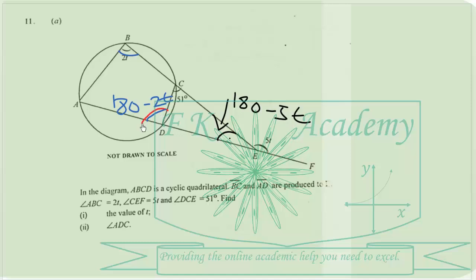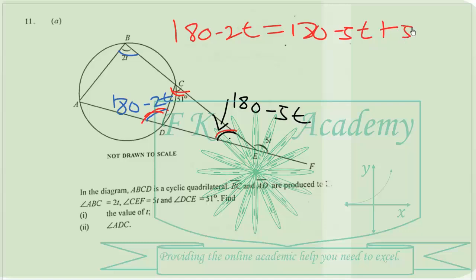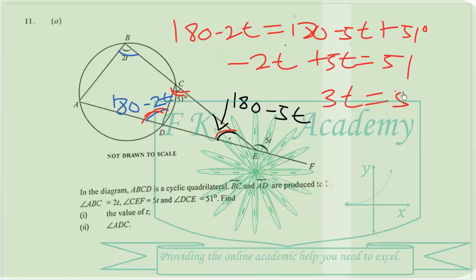So we use the exterior angle theorem. When we add the two remote interior angles, it should be equal to this exterior angle. 180 minus 2T is equal to 180 minus 5T plus the 51. So 180 will subtract to give 0. We have negative 2T plus 5T will be equal to 51. So we have 3T is equal to 51.